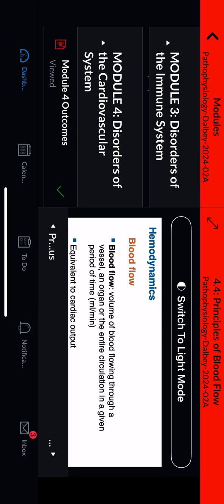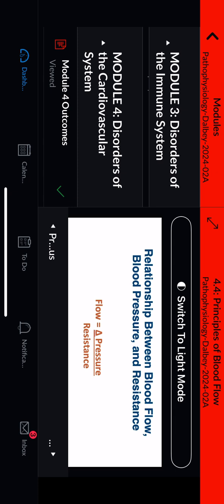So by definition, it's the volume of blood flowing through a vessel or an organ or the entire circulation in a given period of time. It's measured in mils per minute, and it's the equivalent of our cardiac output. Flow is relatively consistent at rest, but it varies widely through individual organs based on the needs of the tissues at a given time. Ohm's law shows us that there's a relationship between blood flow, pressure, and resistance. So physics is going to show us this relationship between blood flow, pressure, and resistance.